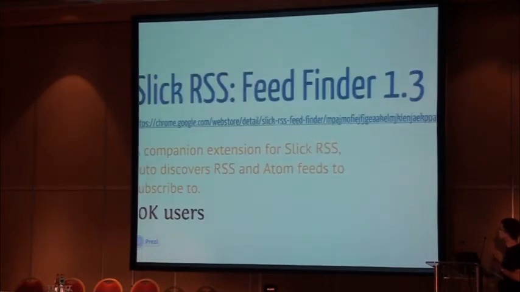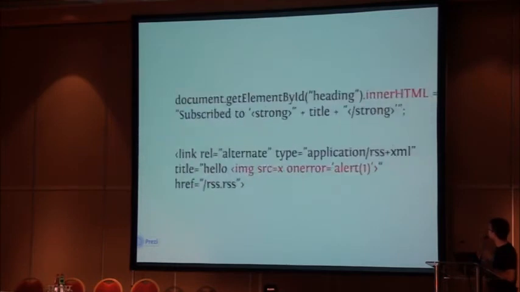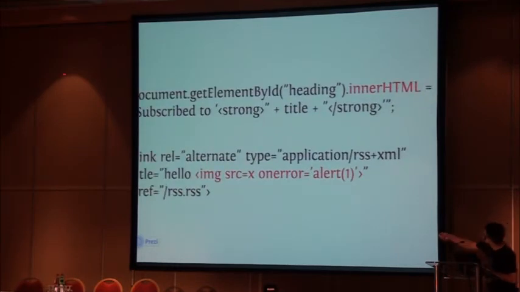So, an example of an extension which is vulnerable to this. For example, Slick RSS Feed Finder 1.3. It's an extension which helps you subscribe to RSS feeds. So it looks for certain elements in a page and displays a button: hey, there's a feed available. Would you like to subscribe? You click the button, you subscribe to an extension. Of course, in the most ugly way, there's a DOM XSS vulnerability because it displays the title back.